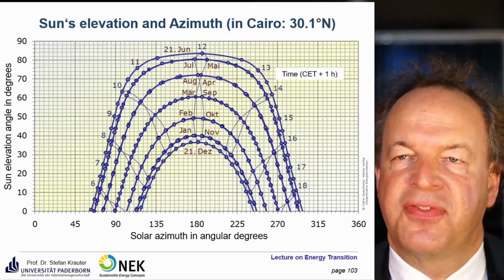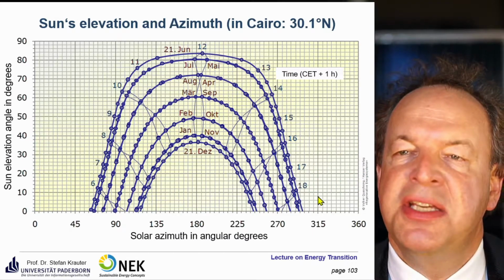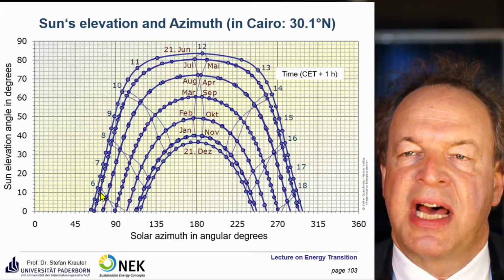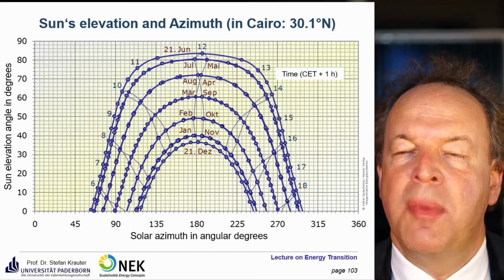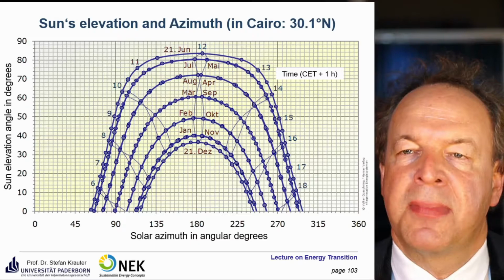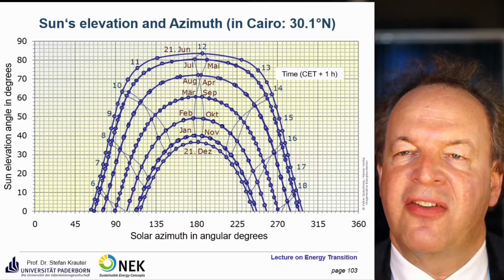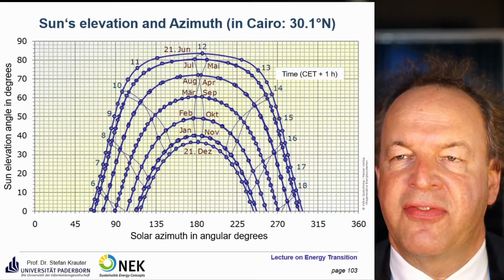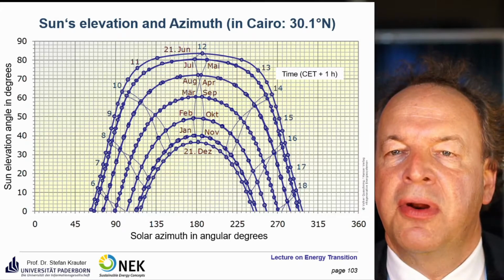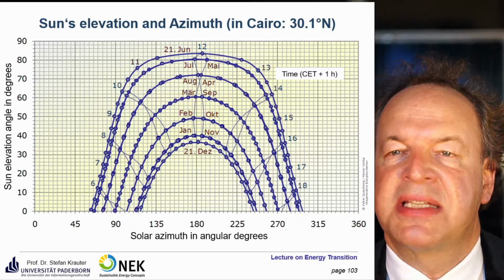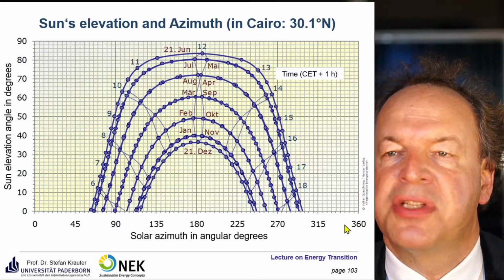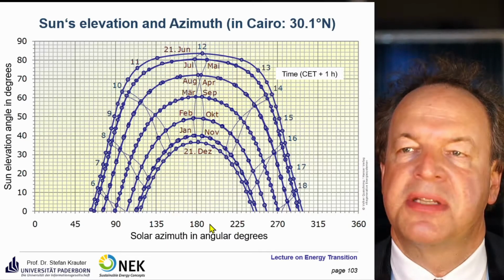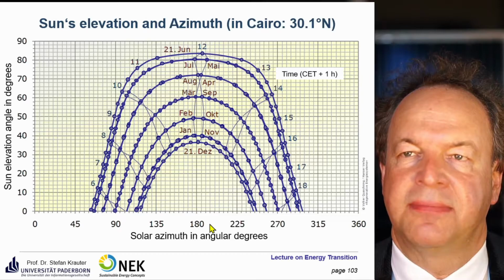Here you see also the path of the sun in Cairo. As you see here, the lowest position is quite high. As you see here also, the sunrise doesn't deviate too much during the year. So on the longest day of the year, the sun goes up at 5 a.m. and goes down at 7 p.m. On the shortest day of the year, it goes up at about 6:30 a.m. and goes down at about 5:30 p.m. So this deviation during the year is much less.